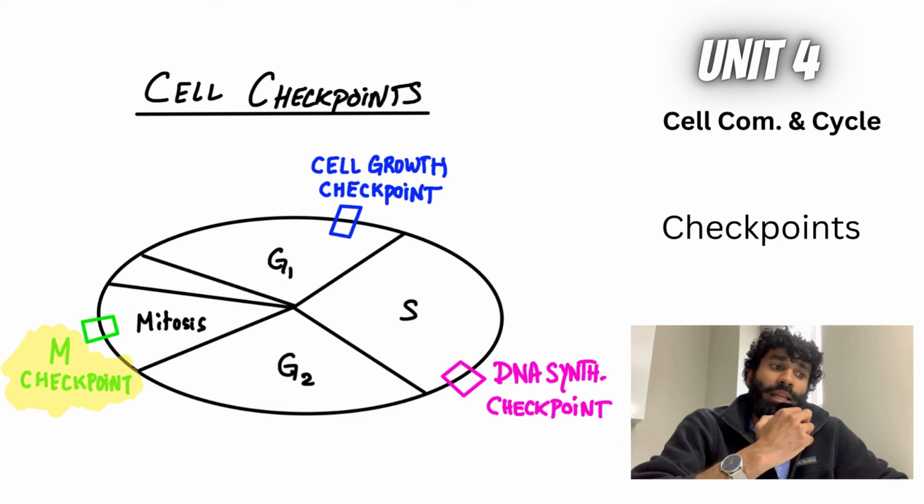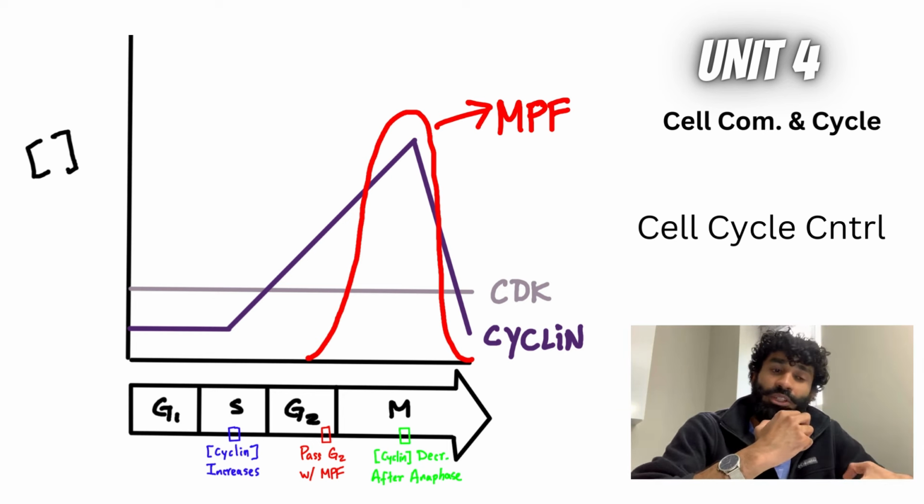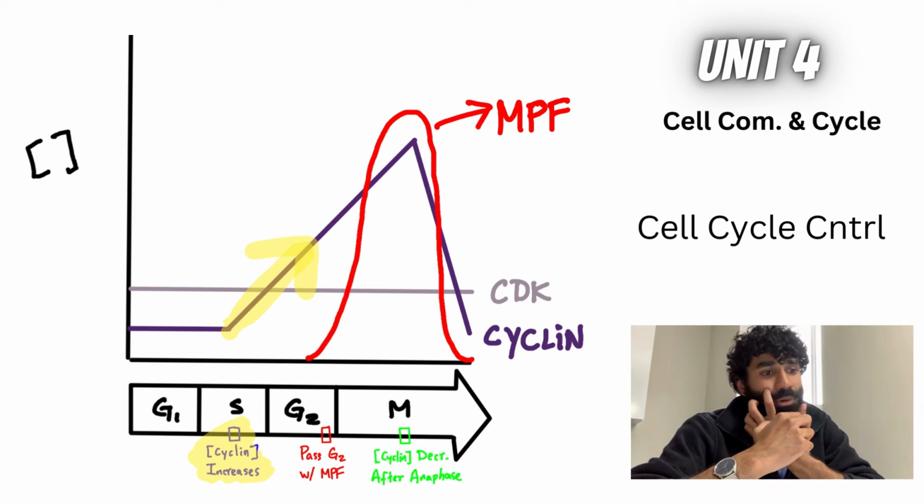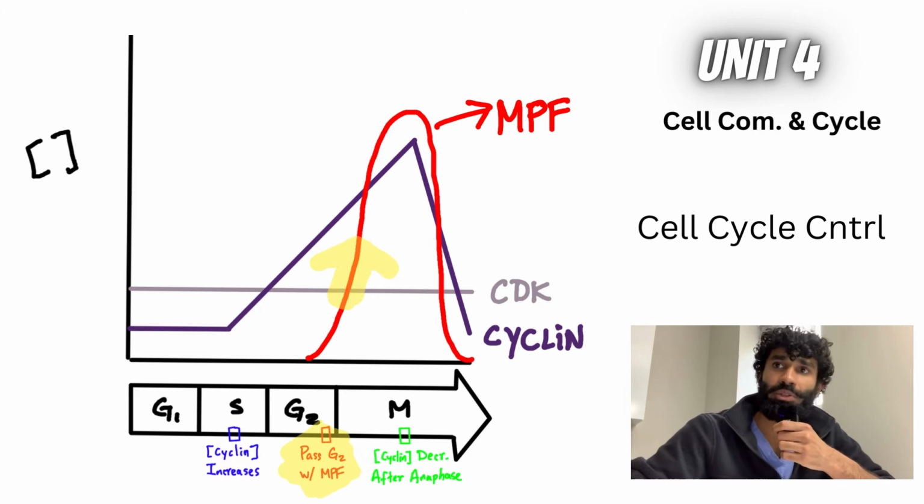Last block is cell cycle control, and cyclins and CDKs control the progress through mitosis. Cyclin concentration can fluctuate, but the CDK concentration stays constant. Cyclin starts to increase in late S phase, and it combines with CDK to form MPF. And when enough MPF accumulates, the cell passes a G2 checkpoint and mitosis can begin.